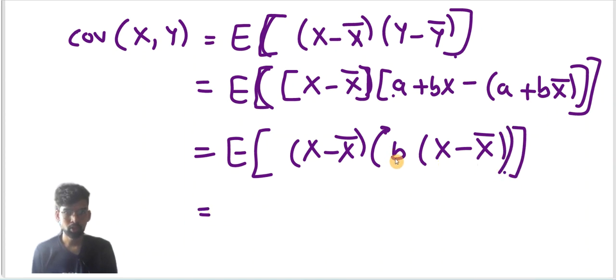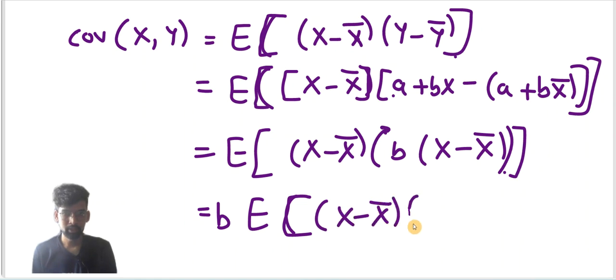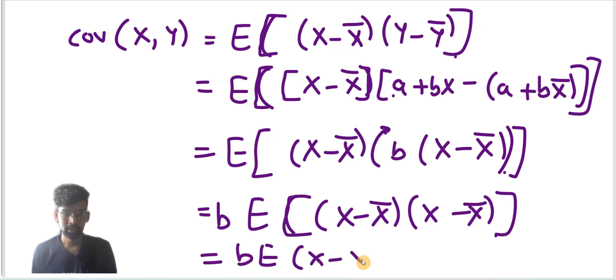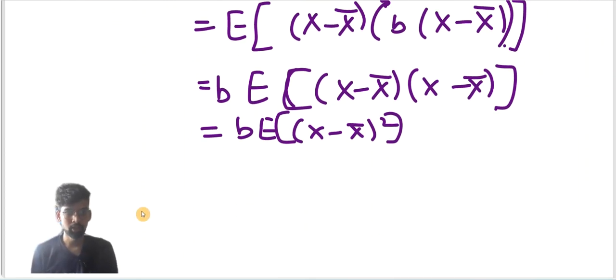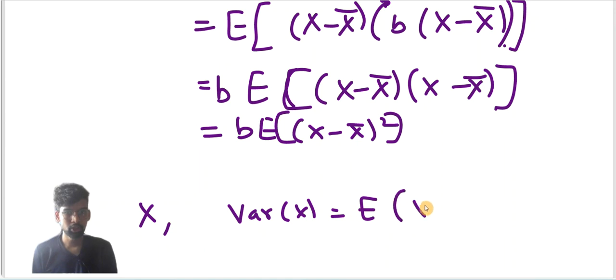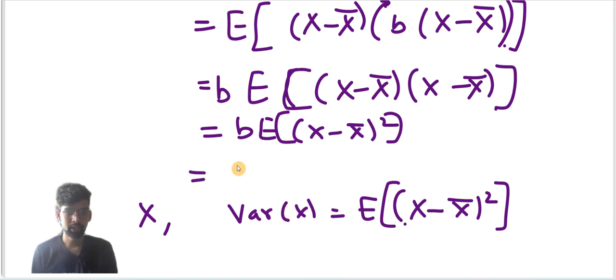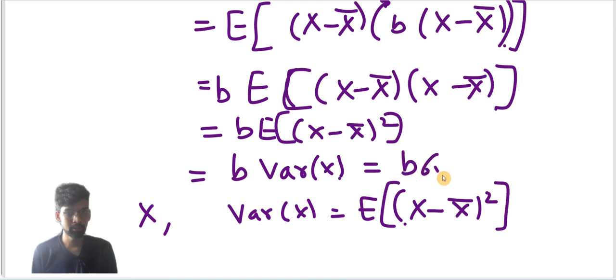Okay, so we know that expectation is a linear operator, so taking the constant out, we can write it as b E of x minus x bar whole square. Since from the definition, suppose x is any random variable and we want to define variance for x, we can write variance of x as expectation of x minus x bar whole square. So straight away it is giving us b times variance of x, which is nothing but b times sigma x square.